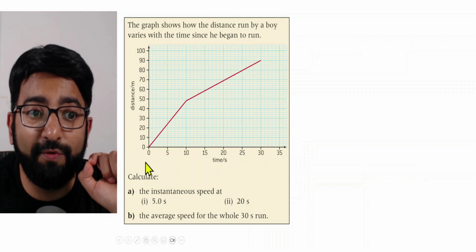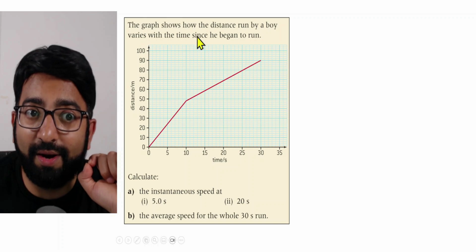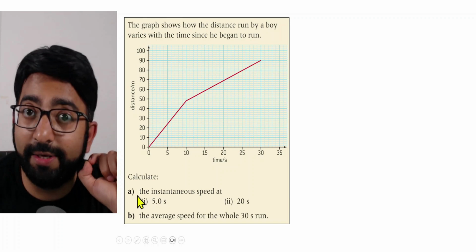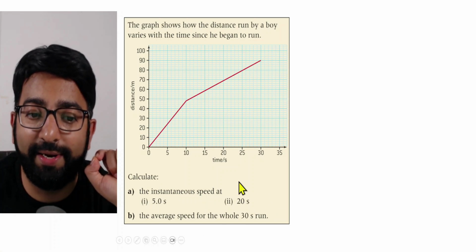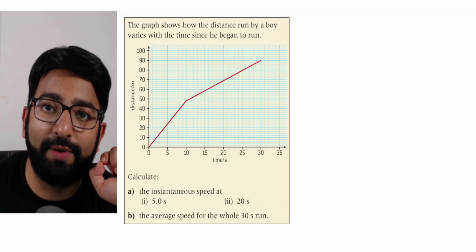So here we have a graph. On the x-axis, it is time. On the y-axis, we have distance. The graph shows how the distance run by a boy varies with the time. And we are supposed to find the instantaneous speed at 2 times, 5 seconds and 20 seconds. Instantaneous values, if you recall, is the gradient of the graph.